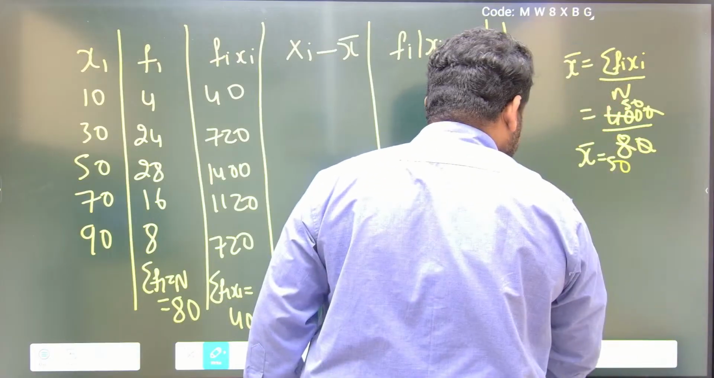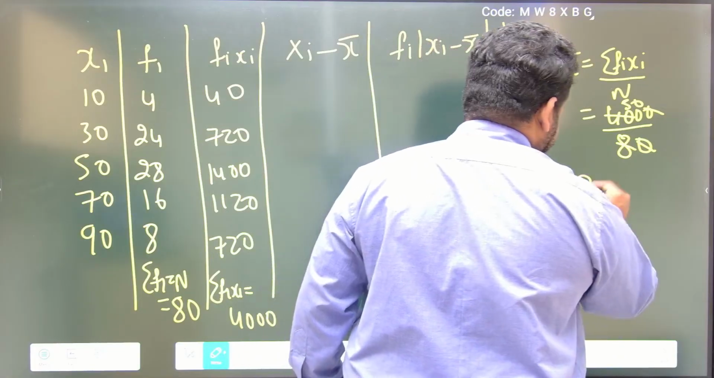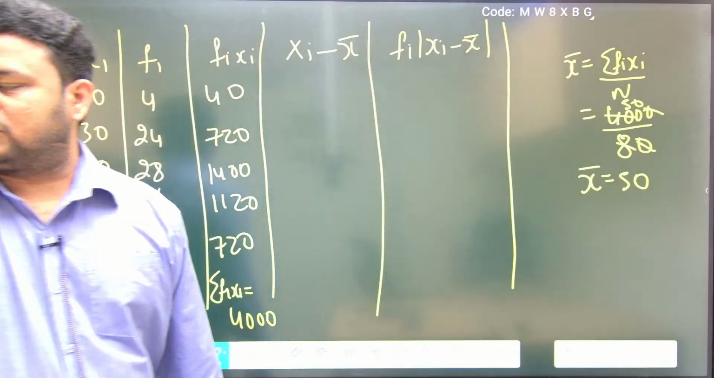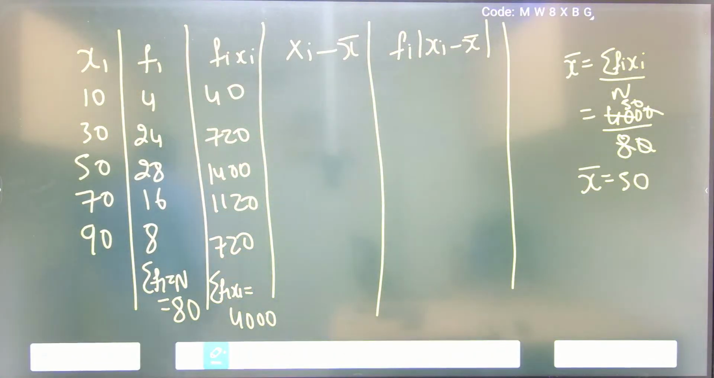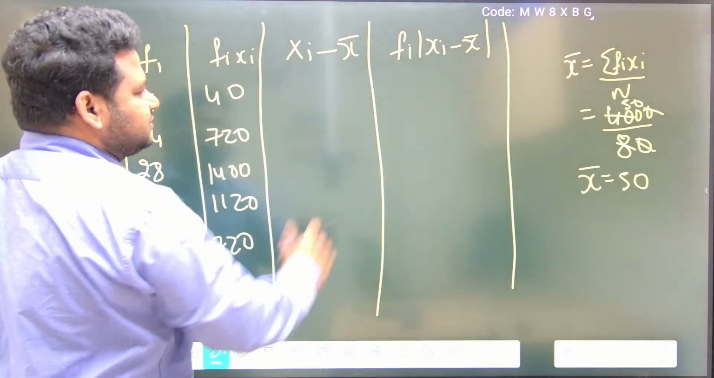See here, let me write it correctly. X bar will be equal to 50. We got the value of x bar equal to 50, correct? So on getting 50, you just have to put xi minus x bar. What is xi? We already have 10. 10 minus 50, what will we get?